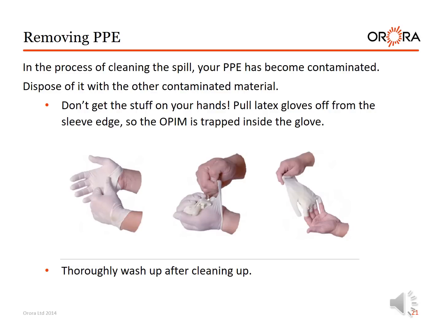Removing PPE. In the process of cleaning the spill, your PPE has become contaminated. Dispose of it with the other contaminated material. Don't get the material on your hands. Pull latex gloves off from the sleeve edge, so the OPIM is trapped inside the glove. Thoroughly wash up after cleaning up. It's important to note, while you are performing any of these steps, do not touch your eyes, nose, or anywhere around your face until you have thoroughly washed up after cleaning up.